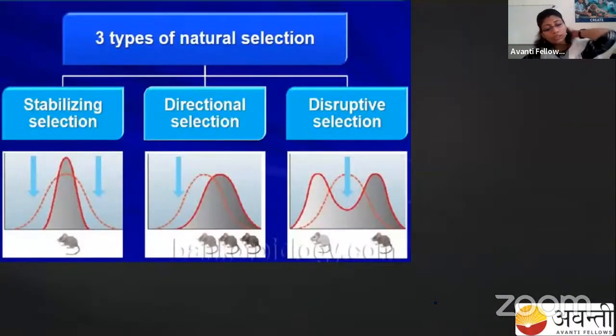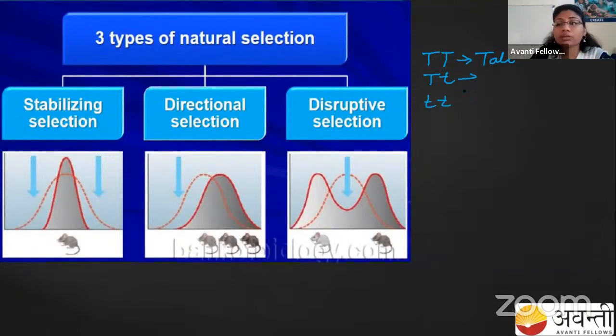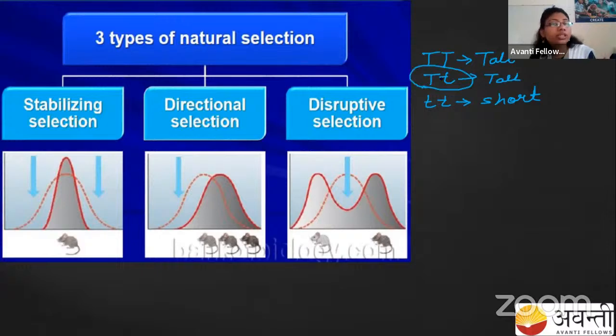Now this natural selection has different effects. For example, you have already studied inheritance of characters, where in genetics we used three different types of genotype: capital T capital T, capital T small t, and small t small t. Capital T capital T represents the tall ones. Capital T small t, the heterozygous one, also has the tall character, but small t small t, the homozygous recessive one, has the short character. This heterozygous condition takes place due to variation, because here the dominant and recessive alleles or genes got mixed up.